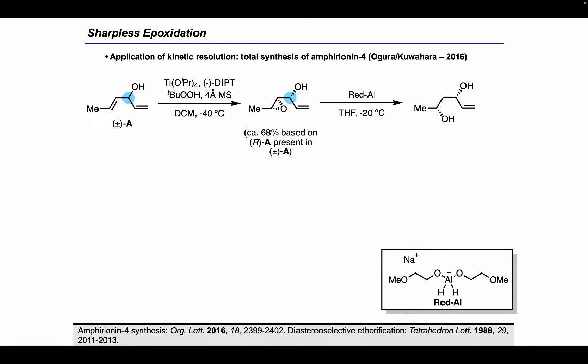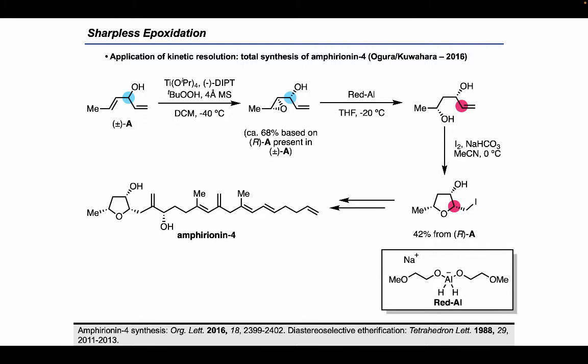Then, Red-Al was used to enable a regioselective reductive ring opening of the epoxide. An iodoetherification could then be used to obtain the tetrahydrofuran core in diastereopure form, with a 42% overall yield for the 3-step sequence, based on the amount of R-A, which was the fast-reacting enantiomer, used in the racemate at the beginning. That tetrahydrofuran intermediate was then used to form the left-hand side of the polyketide natural product amphirionin-4.